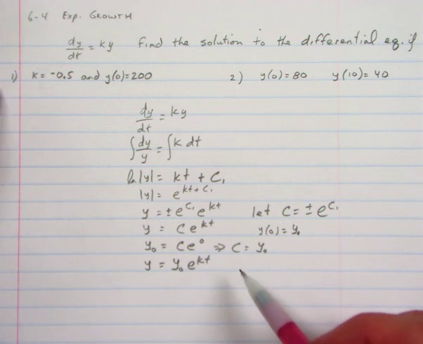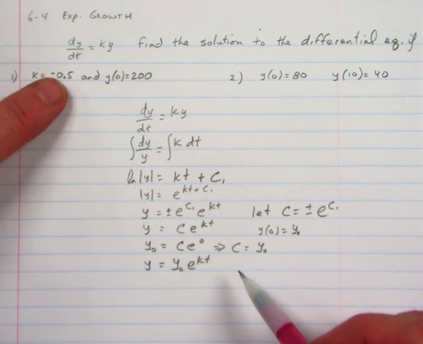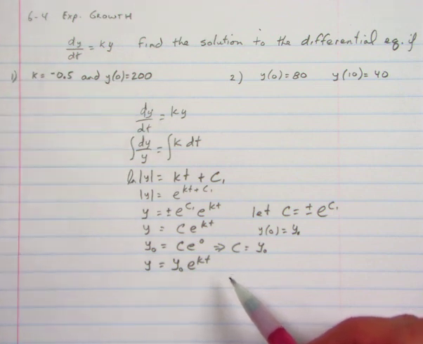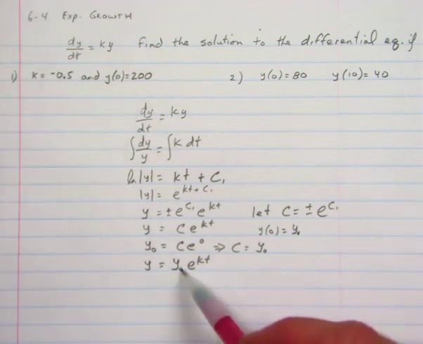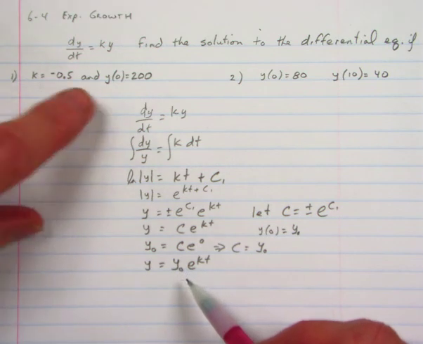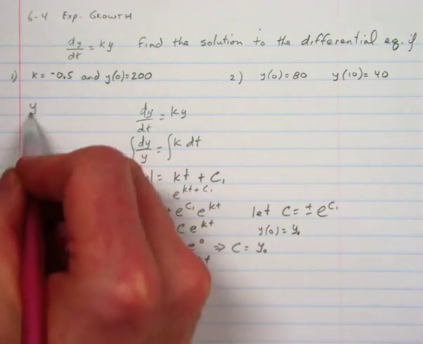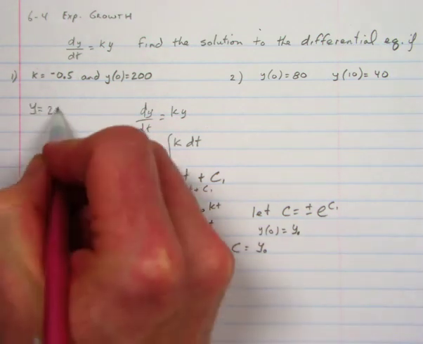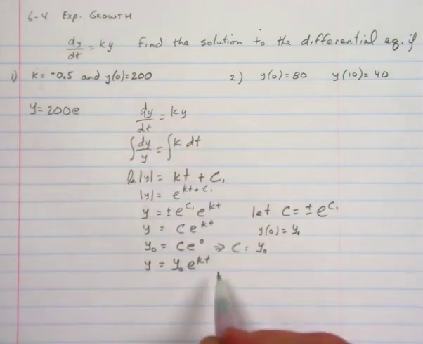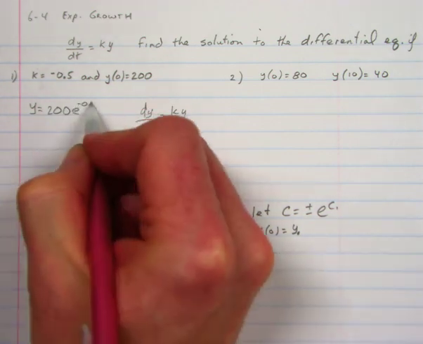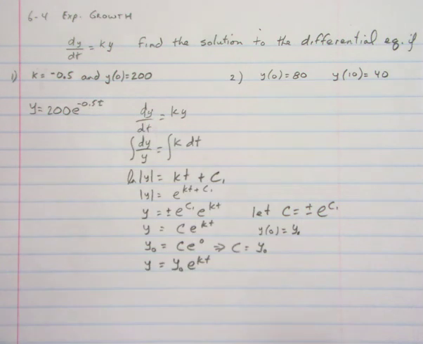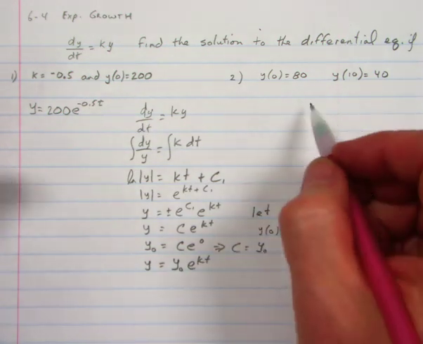So now, as far as number 1 goes, we have y sub 0 equals 200. Well, what is that? That is our initial value. Actually, I think I said y sub 0 again, but y of 0 equals 200 is the same thing. So we get this equation, y equals 200 times e to the negative 0.5t. And we're done. Let's take a look at the next one.